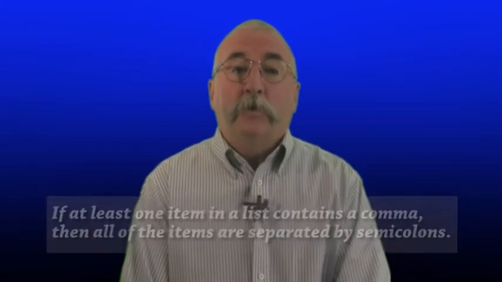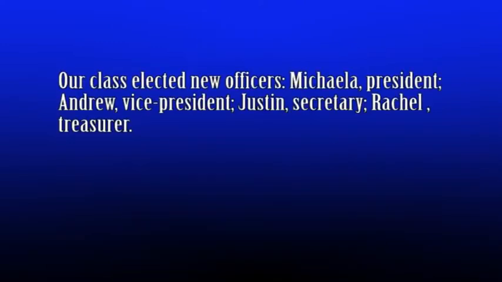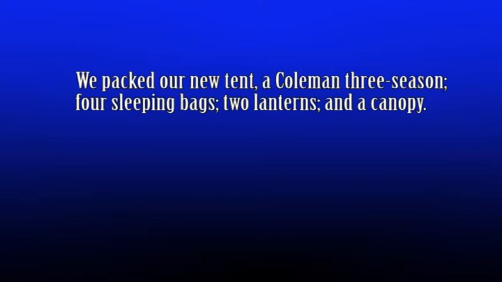The first sentence also uses a colon. Our class elected new officers: Michaela, President; Andrew, Vice President; Justin, Secretary; Rachel, Treasurer. Each of the four items in the list contains a comma, so each item needs to be separated by a semicolon. Here's another sample. We packed our new tent, a Coleman 3 season; 4 sleeping bags; 2 lanterns; and a canopy.